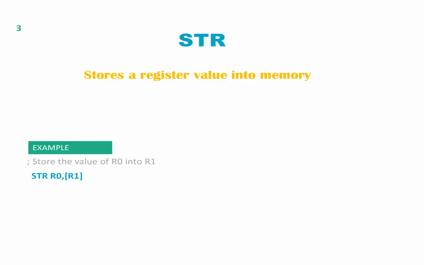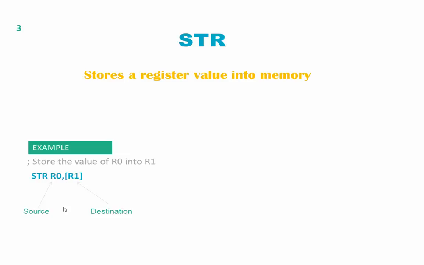However, if you look carefully at the comment here, this one stores the value of R1 into R2, stores the value of R0 into R1, not the value of R1 into R0. With the store, the first register, or the first operand, is the source, and the second operand is the destination register.